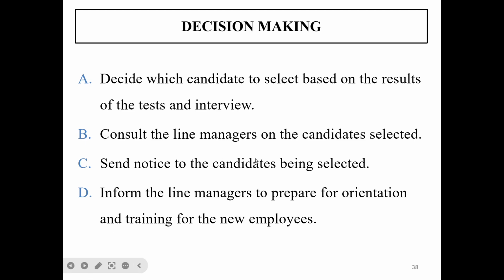Next, consult the line managers on the candidates being selected. Send the notice to the candidates who are selected. Once the selection process is done, once they need to allot the job offer letter to them, they need to send that notice to the particular candidates. Inform the line managers to prepare for the orientation and training for the new employees.